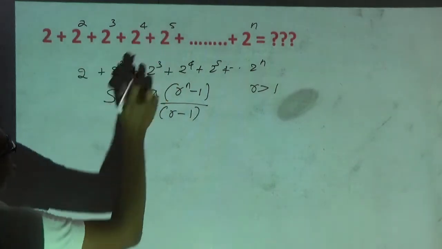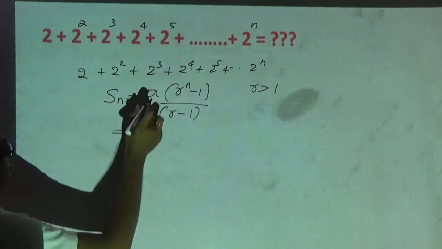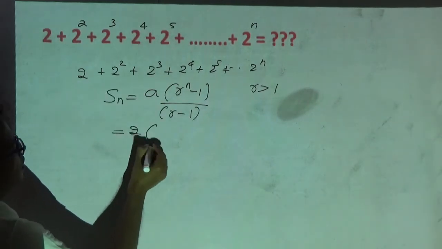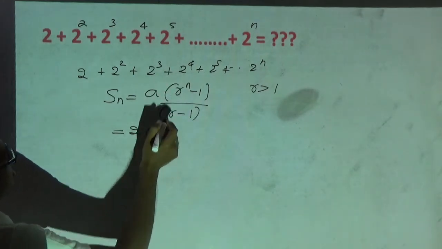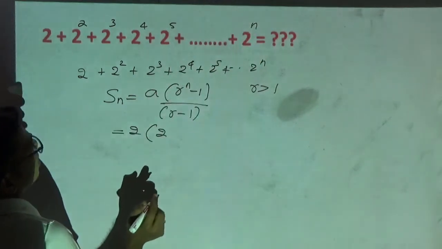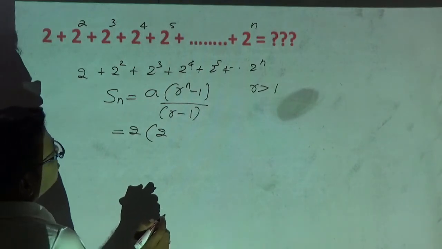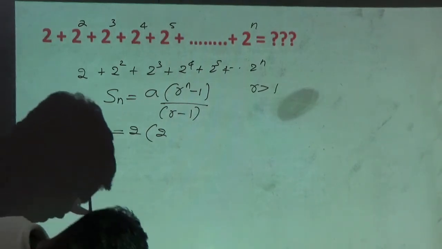I need to find the sum, right? Sn is nothing but the sum. That is what I need to find out. First term is 2, into the ratio, 2 to the power of n. I don't know how many terms they have given, up to how many terms. I will just see that problem exactly.